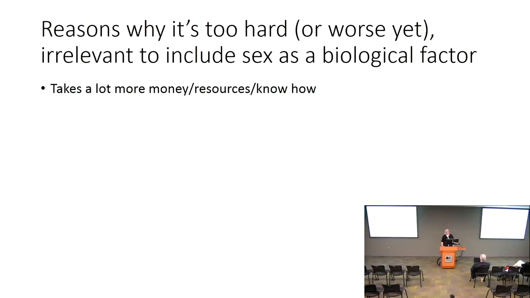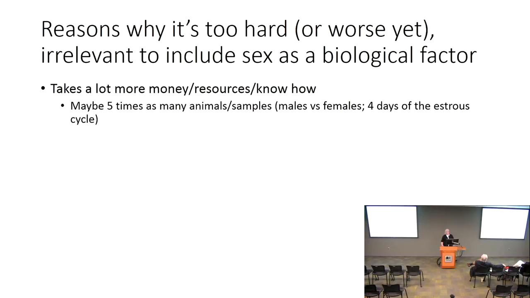Okay, so one of the things is it takes a lot more money, resources, know-how, right? So they're putting that out as an excuse, and I've certainly heard people say, we can't afford to do this because it involves so many more animals. And so if you're used to doing males and you have to do females, and then you're studying rodents and they have a 4-day estrous cycle, and so now you're thinking about 4 days across the estrous cycle, you're looking at 5 times as many animals if you want to achieve the same statistical power to detect differences, right? So that's a lot more animals.